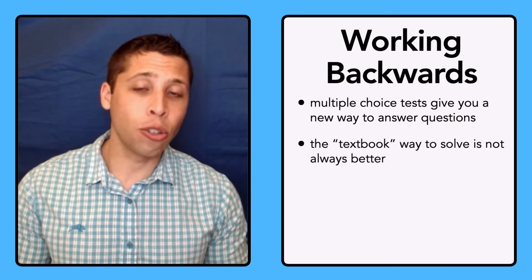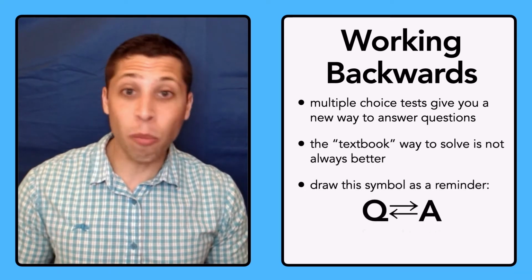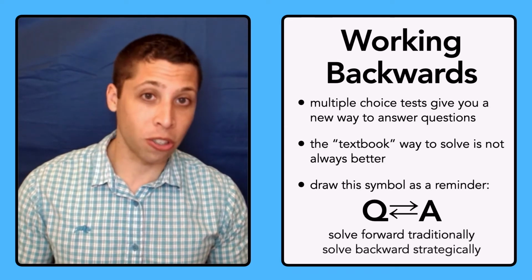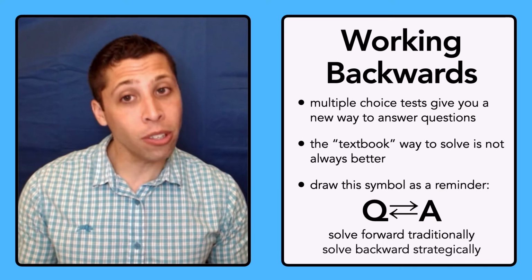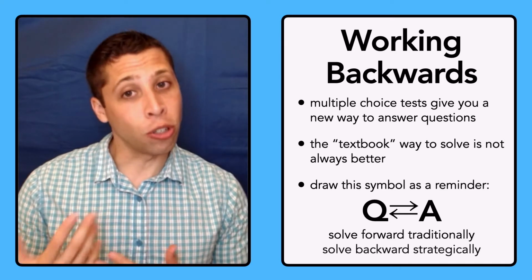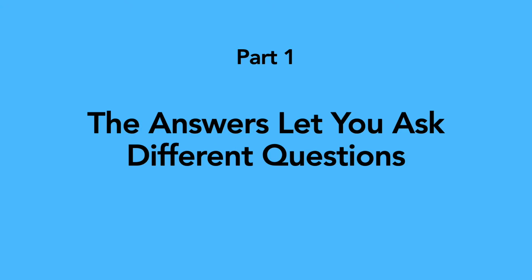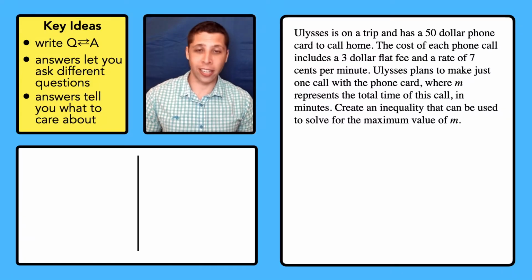My advice is to draw this symbol somewhere on your test so that you have a visual reminder that multiple choice questions can be answered both forwards and backwards, the traditional way and the strategic way. Let's take a look at an example.